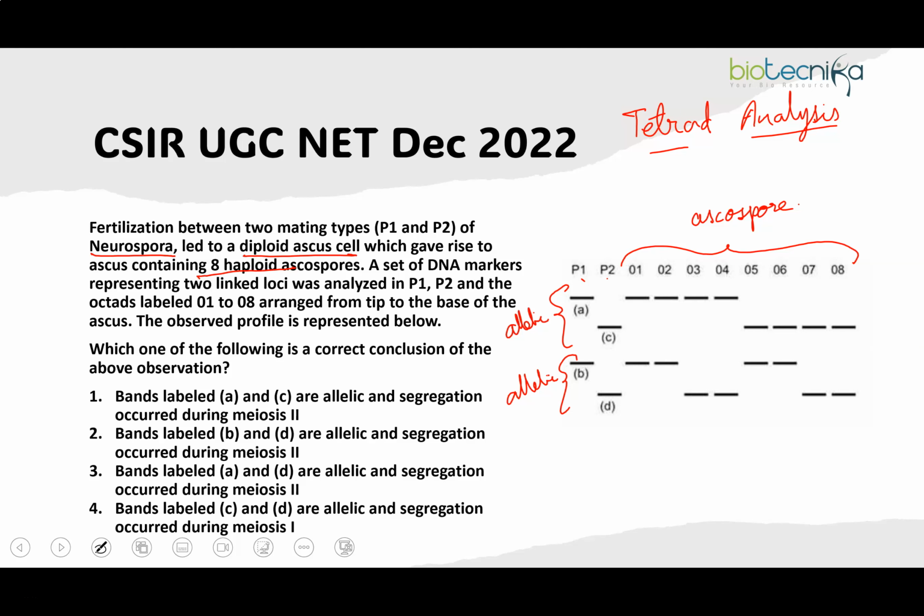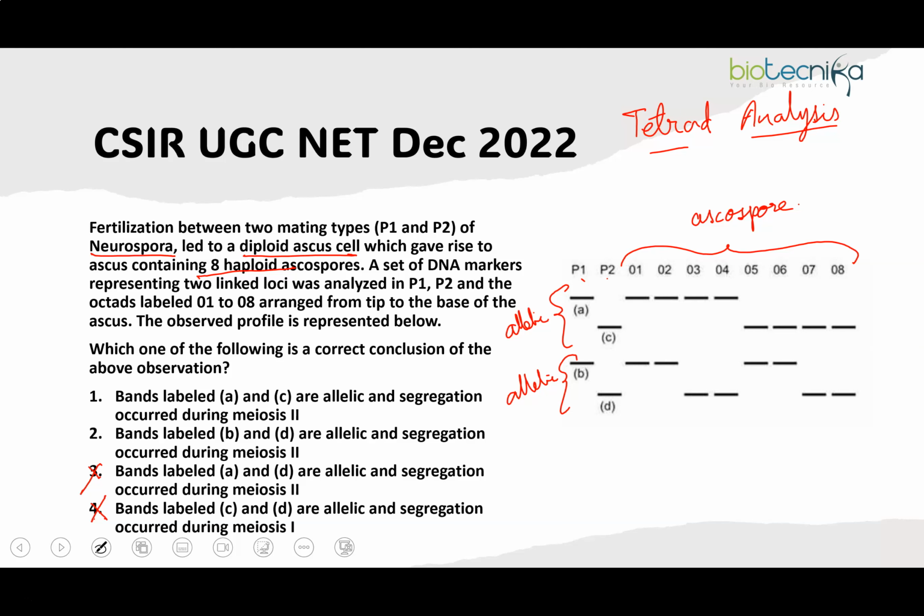So we can straight away eliminate options 3 and 4, because option 3 said that A and D are allelic, and option 4 is saying C and D are allelic. So these two are for sure wrong. Options 3 and 4 are eliminated.